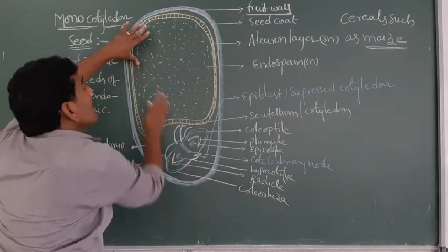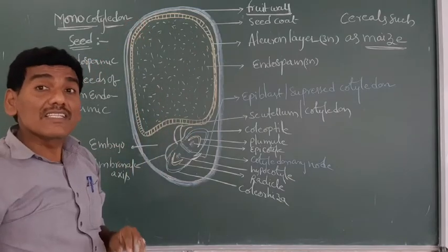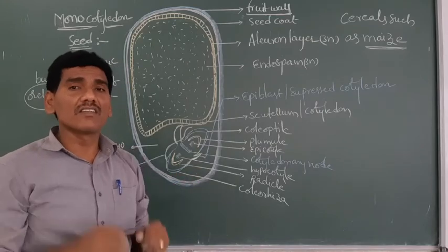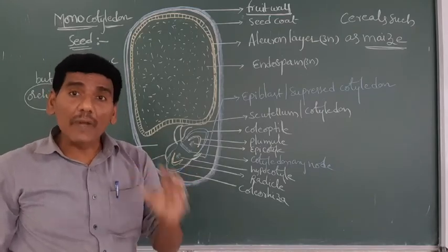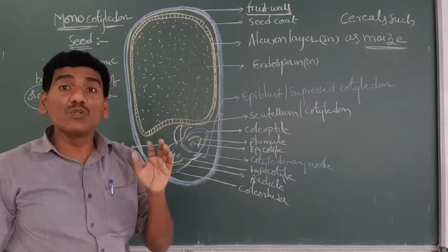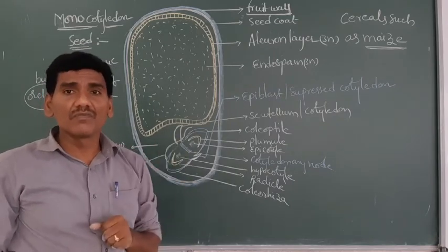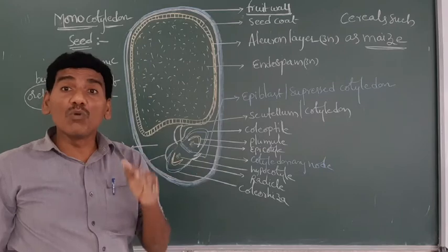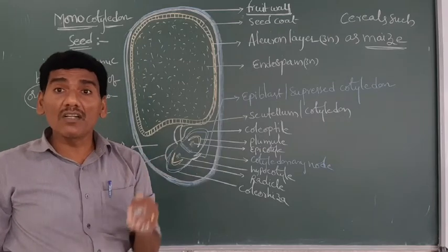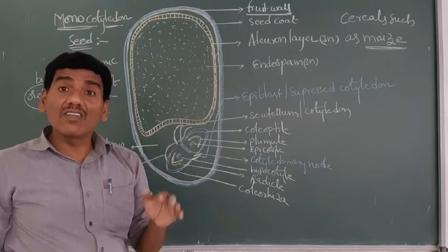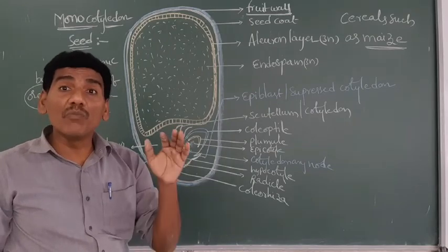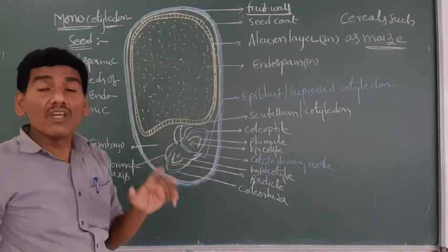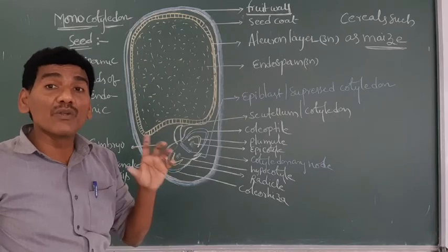Here, this is totally endosperm. Inside of the seed, endosperm is present. For example, in dicotyledon plants, the endosperm is completely utilized for the development of the embryo. That's why that type of seeds are non-endospermic seeds. In monocotyledon plants, the endosperm is not completely utilized for the development of the embryo. Some of the endosperm remains inside of the seed. That's why monocotyledon seeds are endospermic seeds.